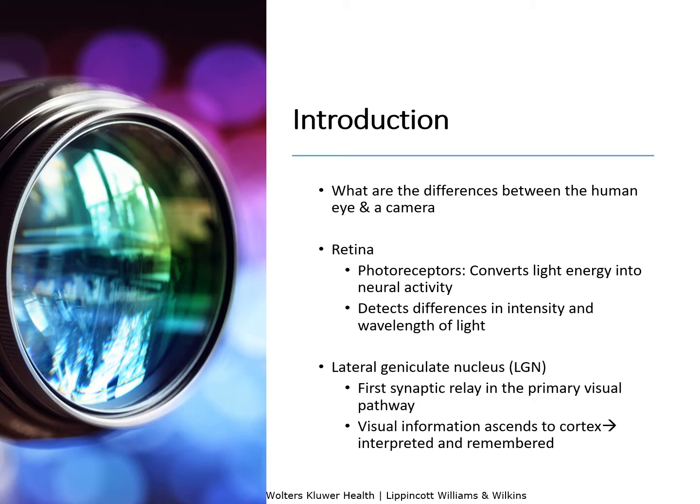So again, we have retinas, which contain photoreceptors, which convert light energy into neural activity. They detect differences in intensity and the wavelength of light. So that's about colors and how strong that color is. And then we also have the lateral geniculate nucleus, the LGN, which is our first synaptic relay in the primary visual pathway. We'll get into that more later. This lecture is going to focus more on just the eye itself. That's the first thing in the thalamus, and it's going to be your relay out to cortex to get the information to your brain to process.